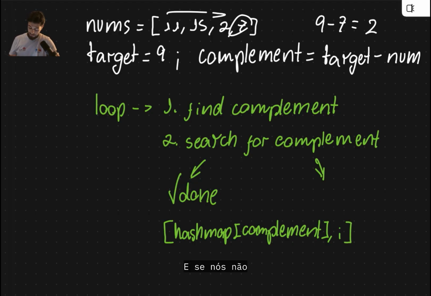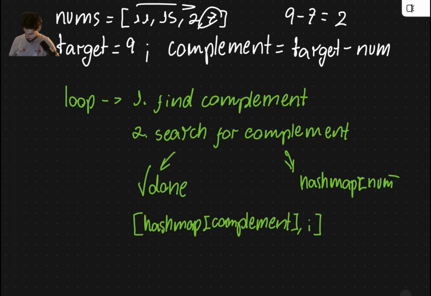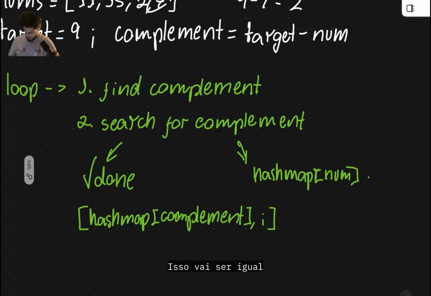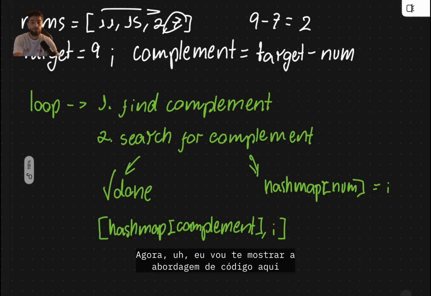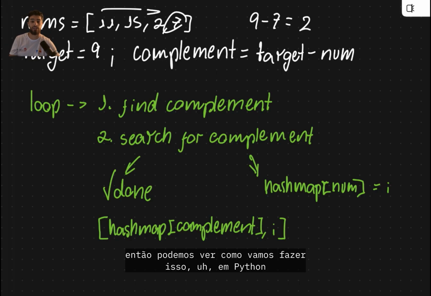Okay, and if we do not find the complement, what we're gonna do is put the number and its index inside the hash map. So the hash map at num is going to be equal to the index we have here, that we're calling i. I think it's clear. Now I'm gonna show you the code approach here, so we can see how we're going to do it in Python.